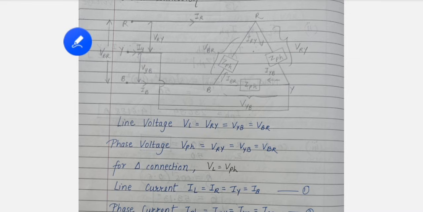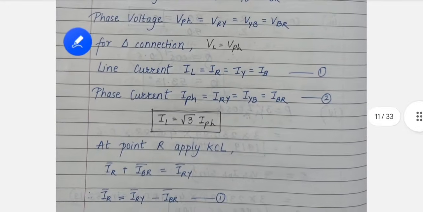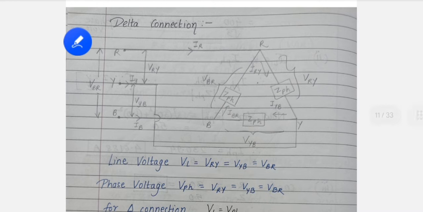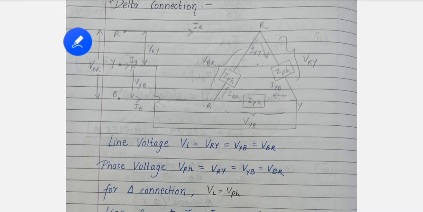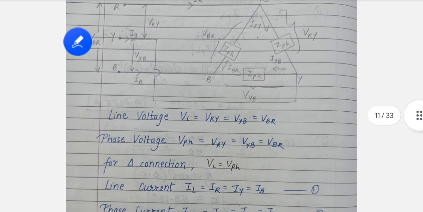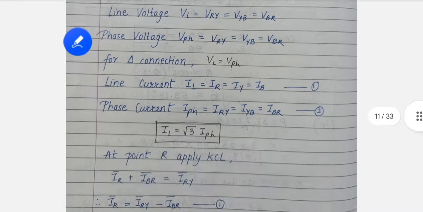Like in star connection, what was there? Line current was equal to phase current, but here what will happen? Line voltage is equal to phase voltage, and this formula will be interchanged, that is IL will be equal to root 3 IPH. For the same line voltage, the same definition will be considered. So here it will be VRY equal to VYB equal to VBR. Same concept, I am not taking much time here. Then phase voltage will again be the same, VRY equal to VYB equal to VBR. Don't write VRN or similar, because here we don't have a neutral point, so the N concept is not over here. So here VL will be equal to VPH for delta connection.